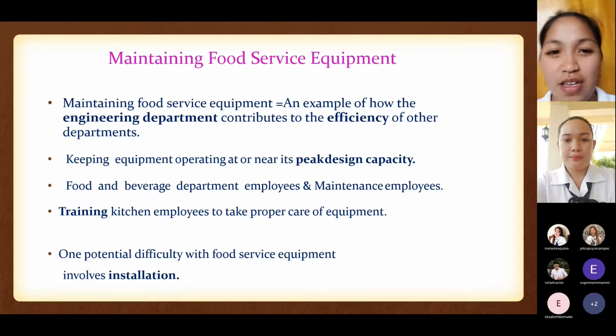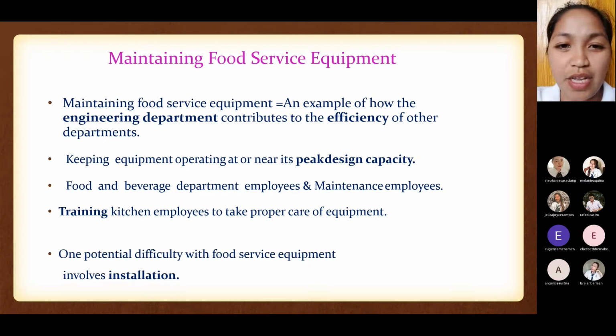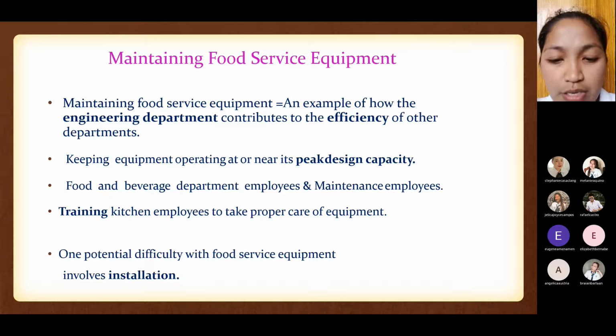Hi guys, good morning. Today we report about maintaining food service equipment. I'm Jean Barameda. Maintaining food service equipment is an example of how the engineering department contributes to the efficiency of other departments, keeping equipment operating at or near its peak design capacity. Food and beverage department employees and maintenance employees train kitchen employees to take proper care of equipment. One potential difficulty with food service equipment involves installation.